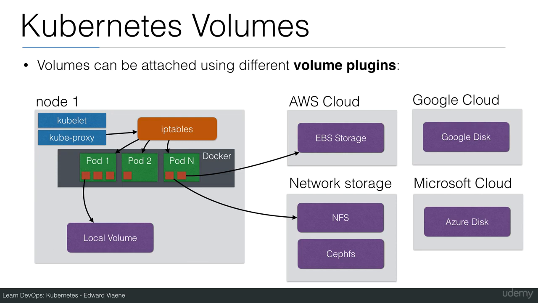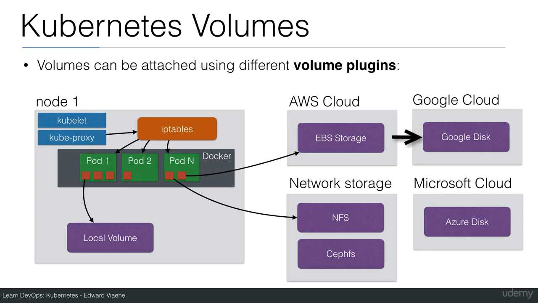The more interesting ones are the ones that don't exist on the node itself. Like if you're running on AWS, for instance, you can use EBS storage. You can attach this EBS to any node in the same AWS availability zone. Your node could completely die. You can spin up another node, or you can reuse another node, reattach an EBS volume to that, and then your pod can still be working. That's a big advantage of using these volume plugins that have storage outside your Kubernetes cluster.